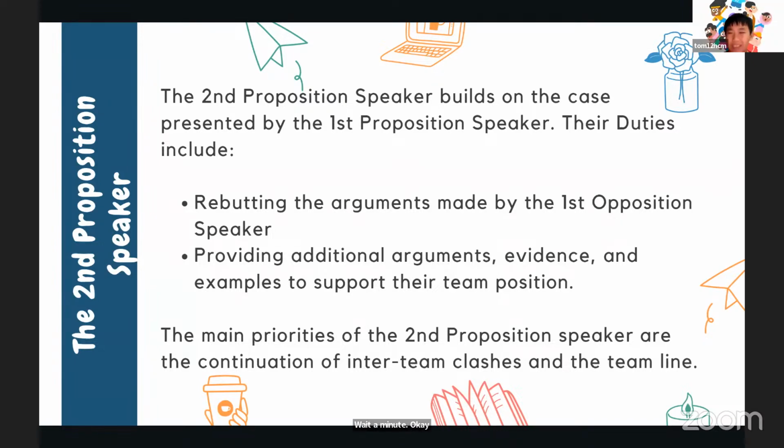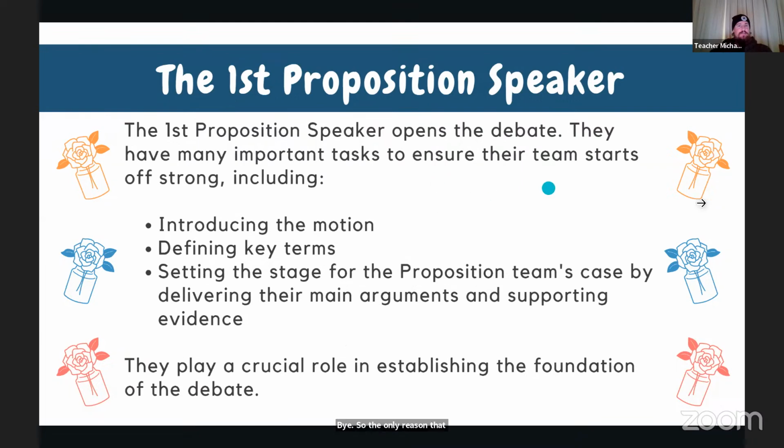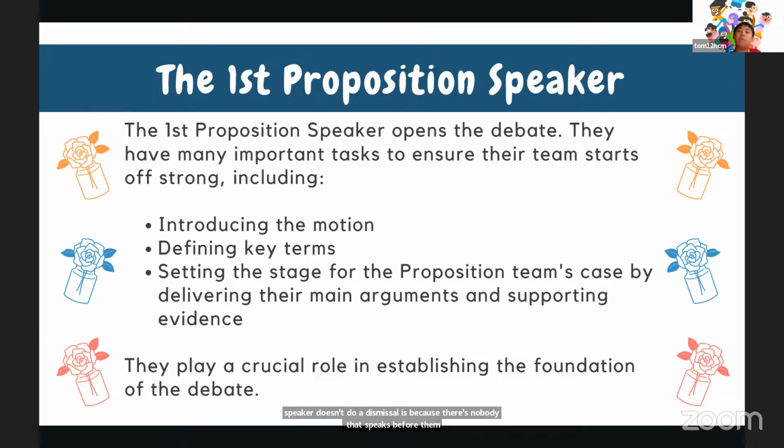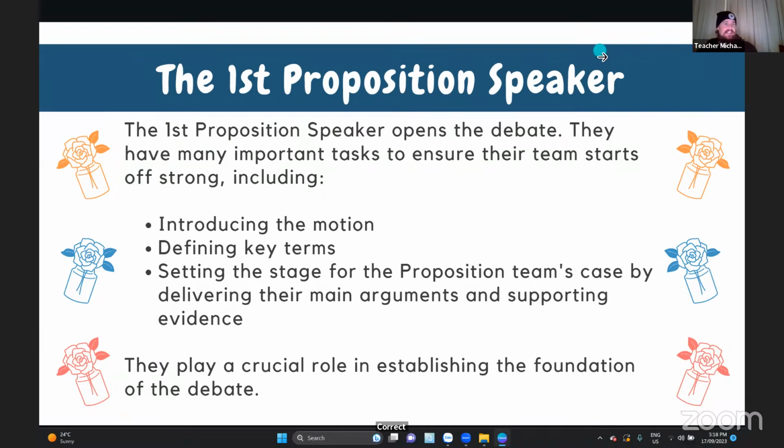Okay, so the first opposition speaker can actually do a rebuttal? Yes. The only reason the first proposition speaker doesn't do a rebuttal is because nobody speaks before them. So the first opposition speaker, the second, and the third can always do rebuttals, right? Correct. So 5 of the 6 speakers in the debate have a chance for rebuttal.